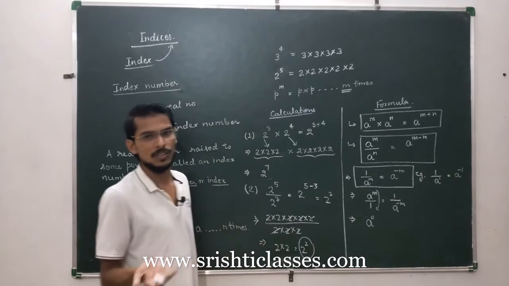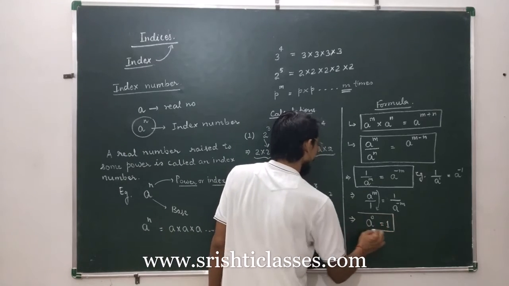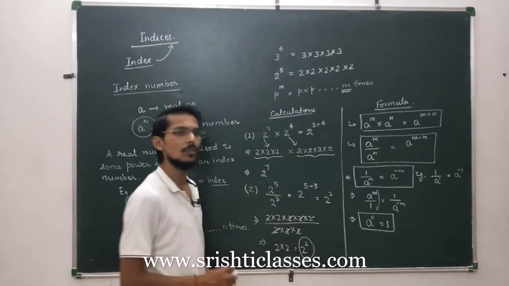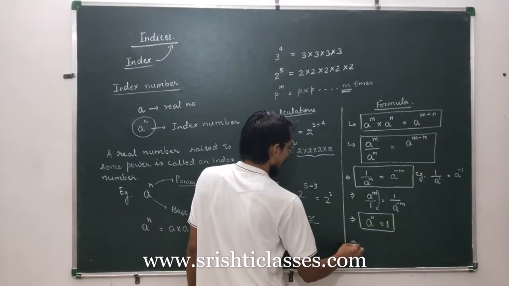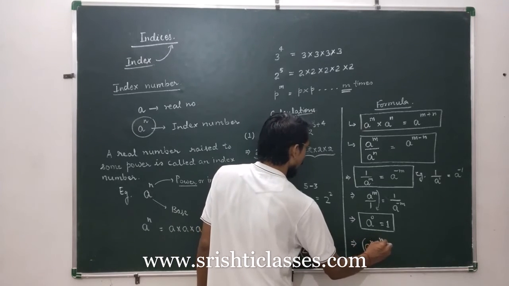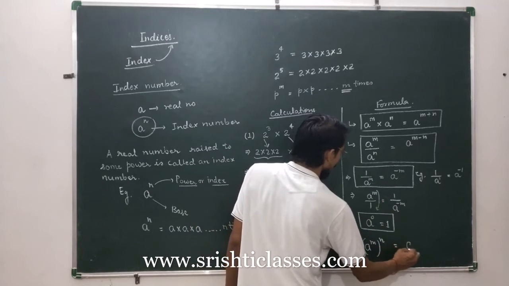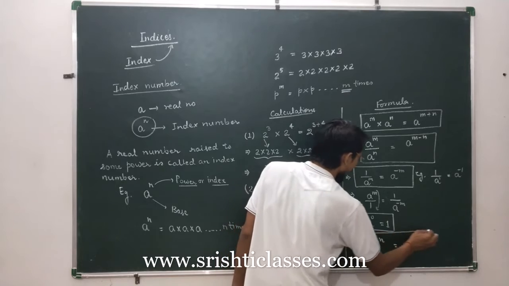The next formula is a raised to the power 0. Anything raised to the power 0 is equal to 1. This is very easy. Anything raised to the power 0 is equal to 1. Okay. Next formula. A raised to the power m whole to the power n is equal to a raised to the power m into n. This is a very important formula.